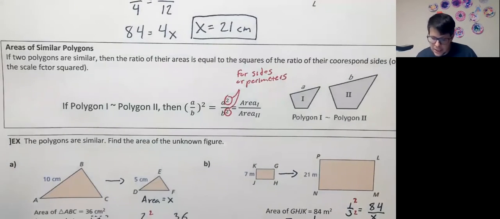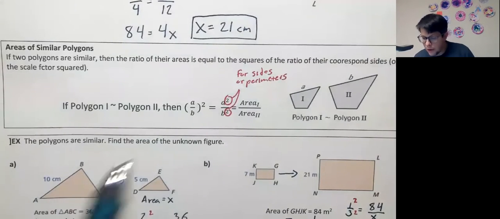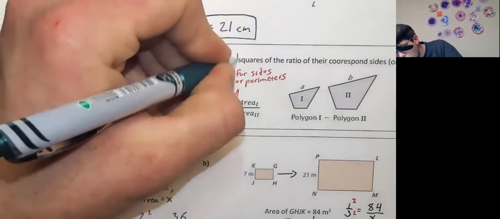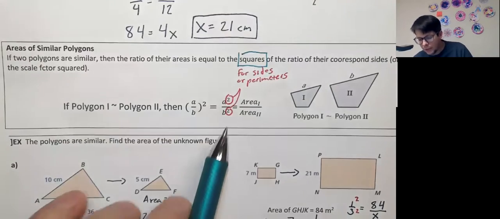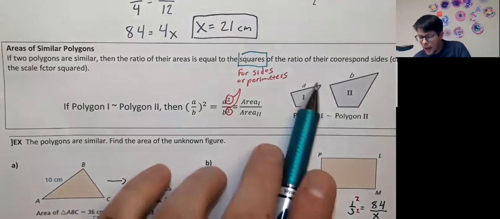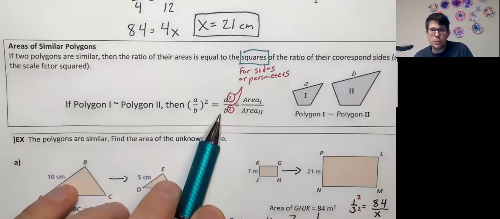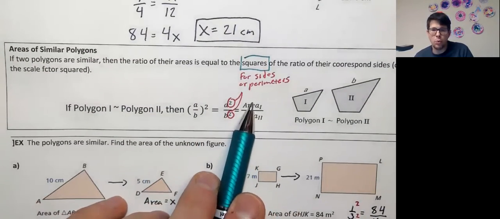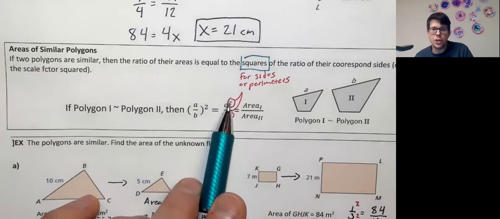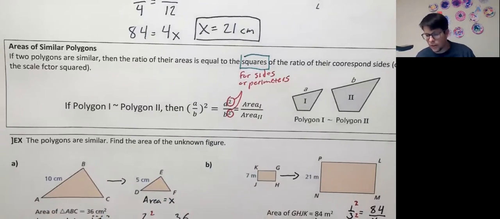Right here for area, it says if two polygons are similar, then the ratio of their areas is equal to the square of the ratio of the two corresponding sides. So look carefully right here. We've got our side lengths, which are A and B, and you'll notice that we have a ratio built for them. And we also have our two areas, area of figure 1 and figure 2. And I want you to notice right here that they are being squared. That's an important piece right there. We cannot forget about the square.